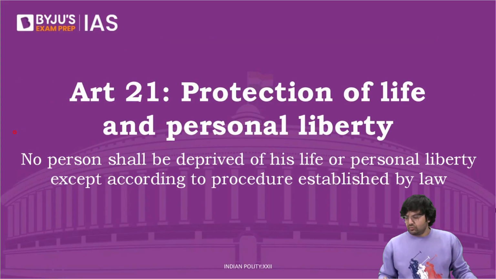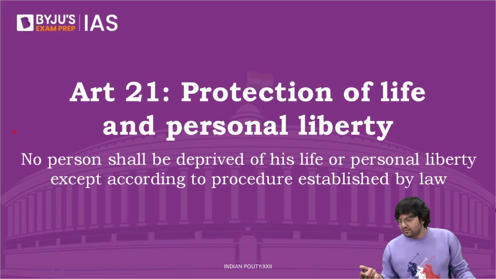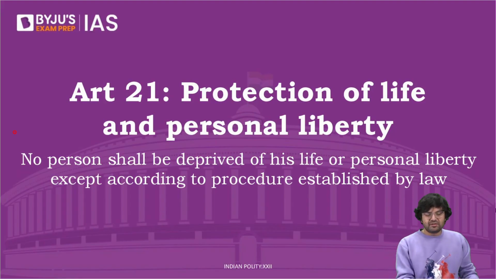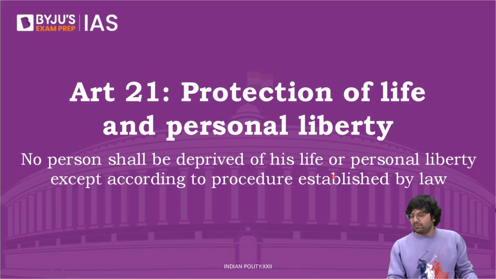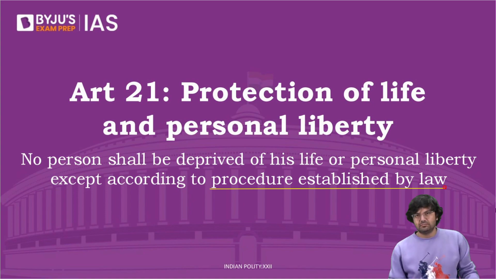Let's move on now to Article 21. The most important right that we have is Article 21. The right to life and liberty. No person shall be deprived of his life or personal liberty except according to procedure established by law. So by following a procedure established by law, we can take away your life or we can send you to jail. But without that, we will not send you to jail.